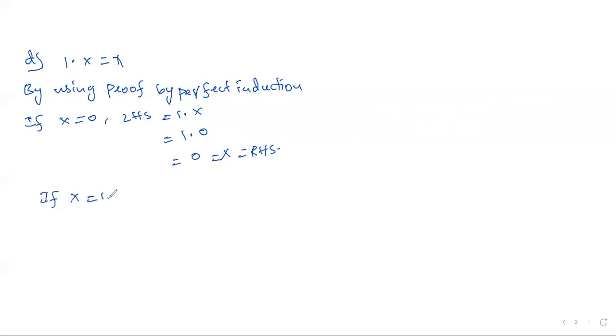If the x value is 1, then LHS is 1 and x. The x value I am substituting as 1. 1 and 1 is 1. The x value we have substituted as 1 here, so this is x. We got RHS. Therefore, 1 and x will be x.